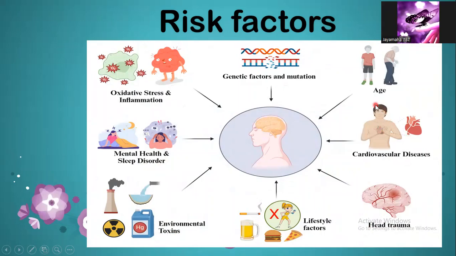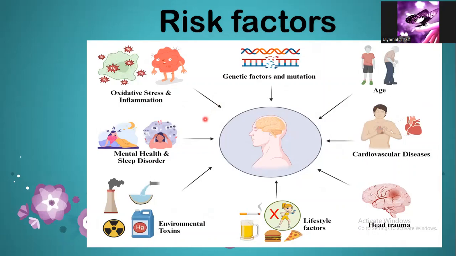The age. Age is the biggest risk factor because most Alzheimer's cases occur after the age of 65. Then genetics also plays an important role because family history also increases the risk of developing this condition. Here, especially mutation of genes like ApoE4 will cause this disease.